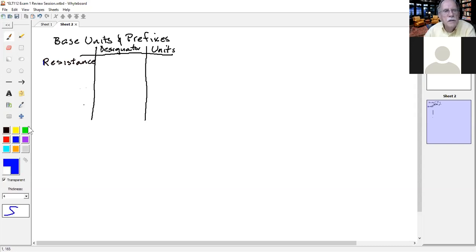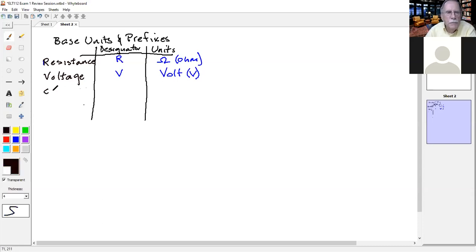If we think about resistance, the designator for resistance is the letter R, and the unit, the base unit, is the ohm, which we represent with the Greek letter omega. Okay. And for voltage, the designator is the letter V, and we also use the unit of volts, or the unit of a volt, which we abbreviate also with a V.